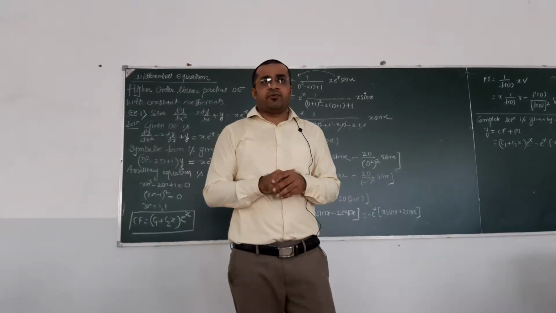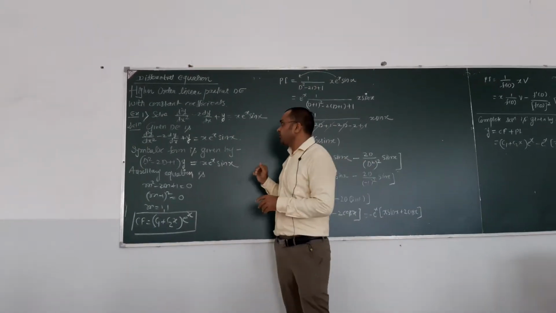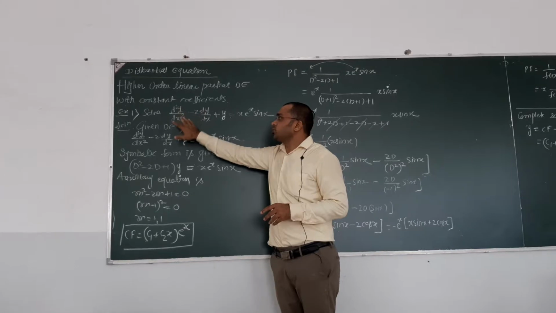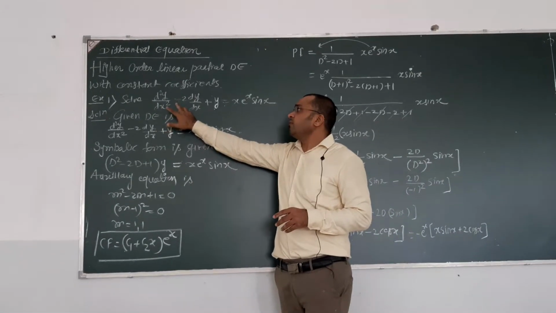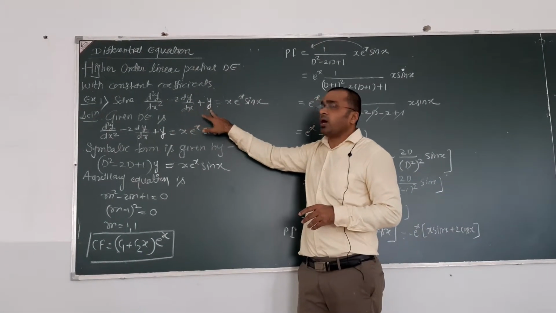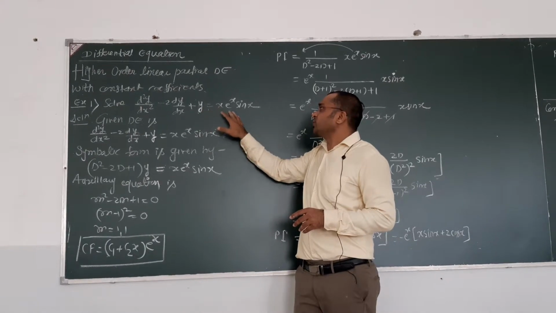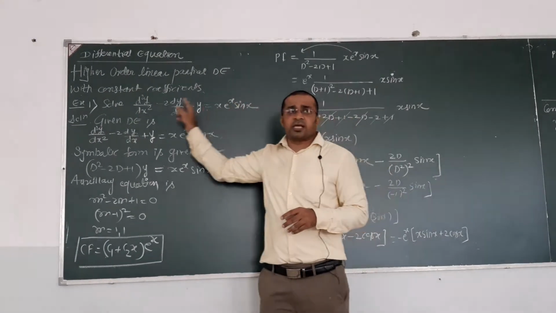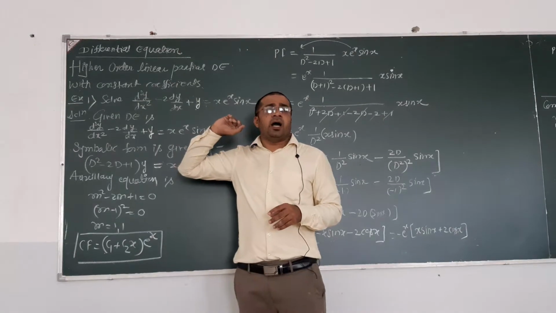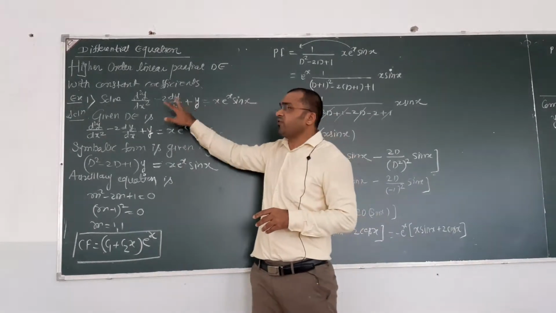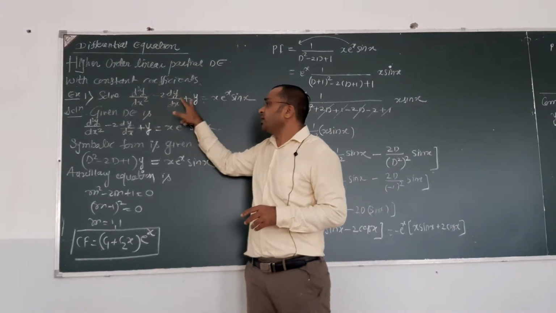Higher order linear differential equation with constant coefficient. So the example is: solve d²y/dx² minus 2 dy/dx plus y equals x e^x sin x. This is a second order equation, therefore it is called a higher order equation with constant coefficient. The coefficients are 1, minus 2 and 1.